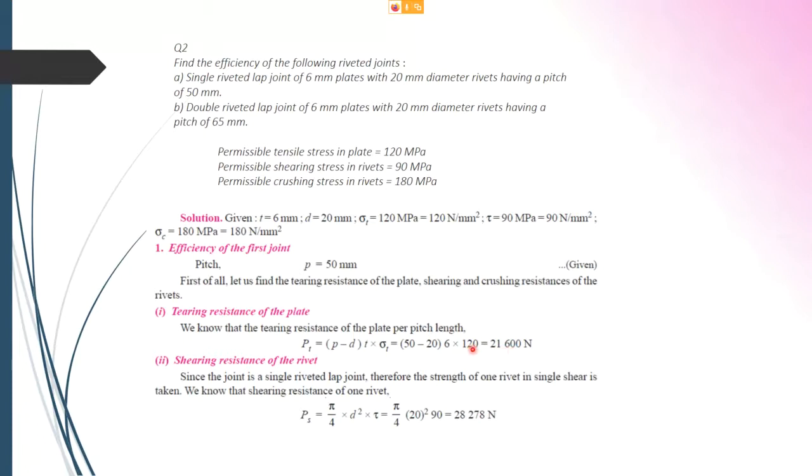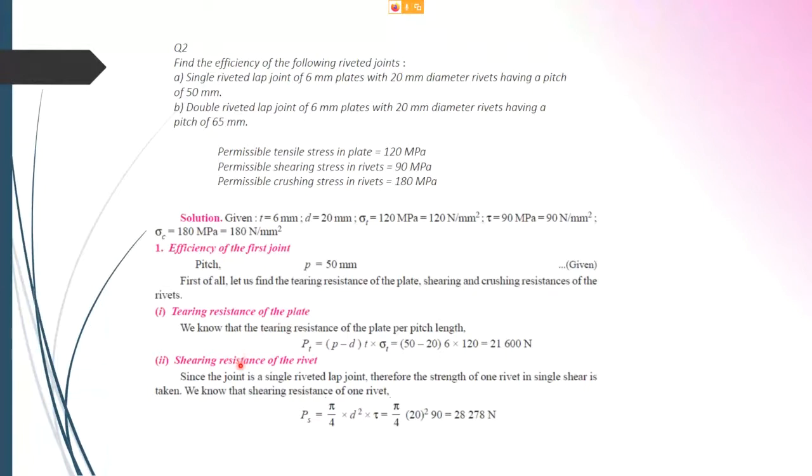Remember your stress is in Newton per millimeter square. So this 50 minus 20 times 6 is in millimeter square. Newton per millimeter square times millimeter square gives you Newton. So that is 21,600 Newton for the tearing of the plate.